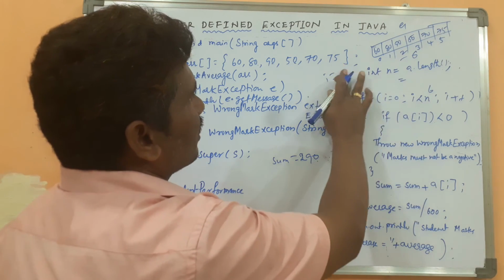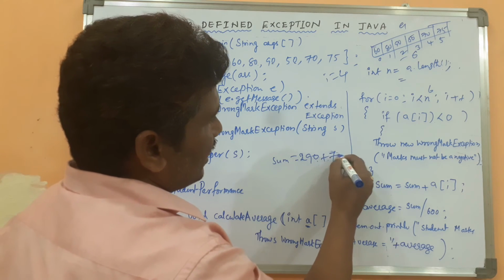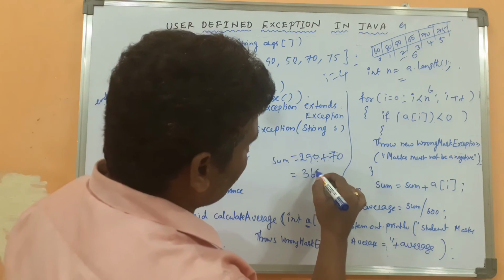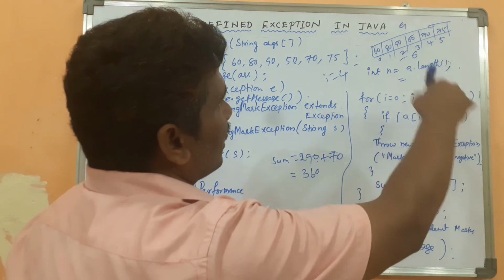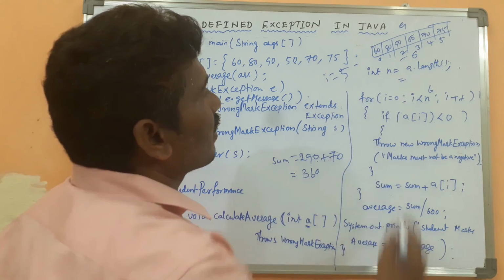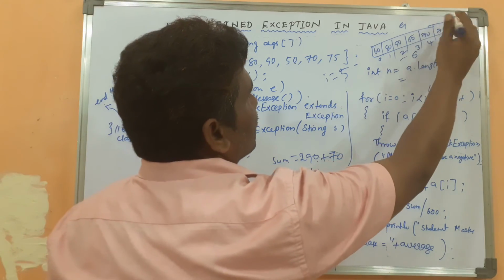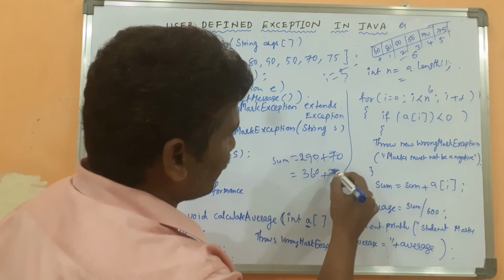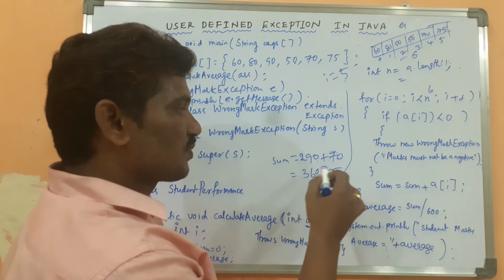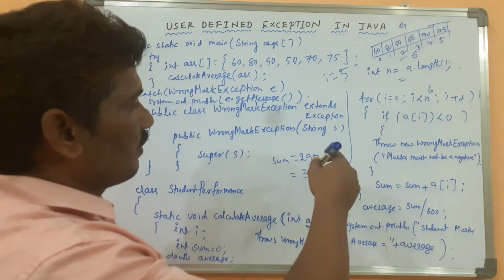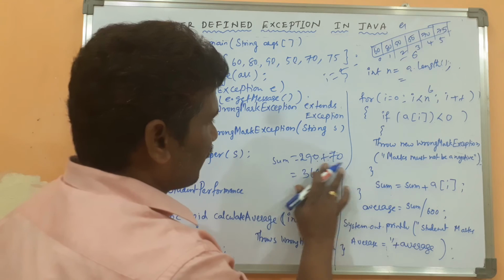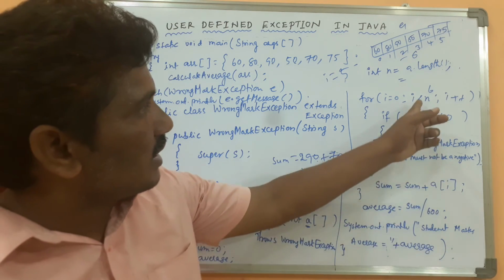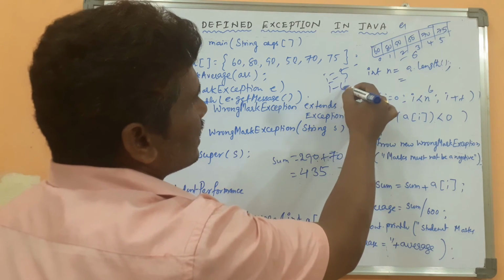Then as usual, 290, what is next? 70. Then i value will be incremented by 1. Then 70 will be added here, then 360. Then again i value is incremented, i value becomes 5. It is also for 75 now. Then 360 plus 75, that is 435. Okay. Then after that i value becomes 6.